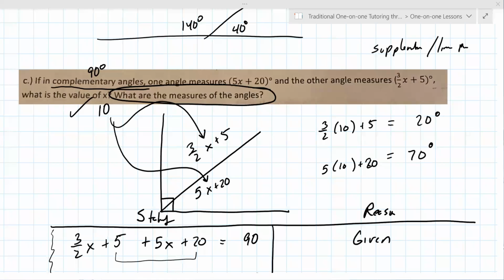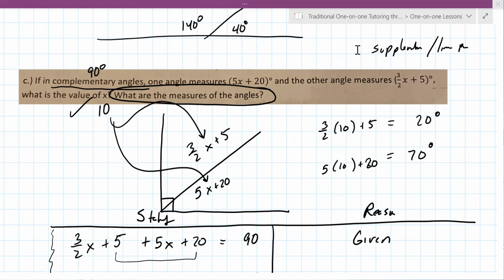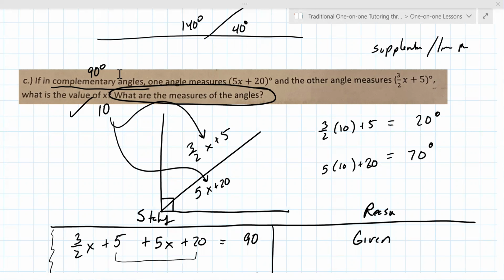Linear pairs, 180 degrees. Supplementary angles, 180 degrees. Complementary angles are 90 degrees. There's nothing else you will see in this problem. And you actually wrote that on the top right, complementary and supplementary, 90 and 180. Yeah, I just wrote those because I have to remember that.